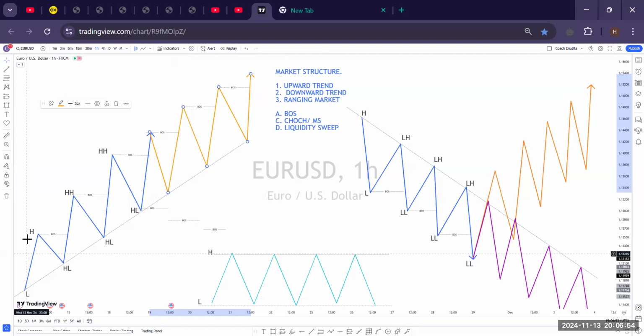Now, price moves in an upward direction. Price creates a low, high, higher low, higher high. For price to create a higher high, it means price breaks a particular high, and price came down again.